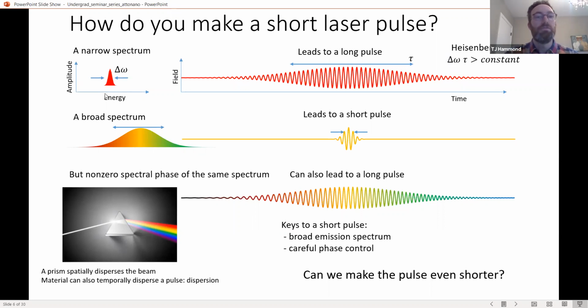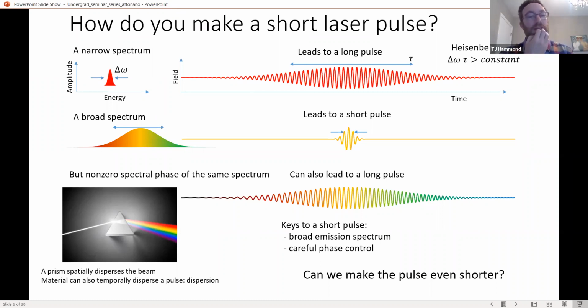If we have a really narrow spectrum, so a really small distribution of energy of our laser, then we end up having a really, really long laser pulse. Conversely, if we have a really broad spectrum here that spans basically all of the visible, all the way from the red up to the blue, then this leads to a really, really short pulse. And so what we want is a really, really short pulse, so we need an extremely broad spectrum to be able to create these really short laser pulses.